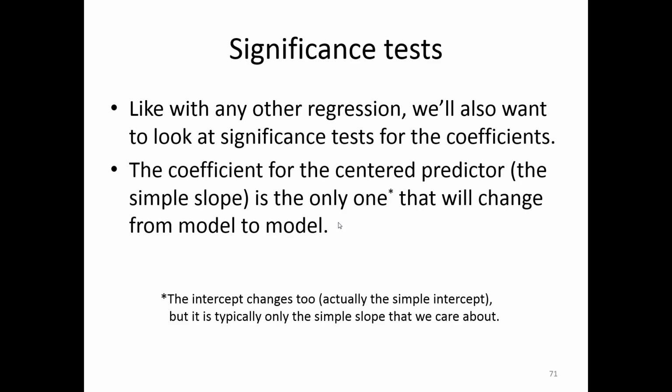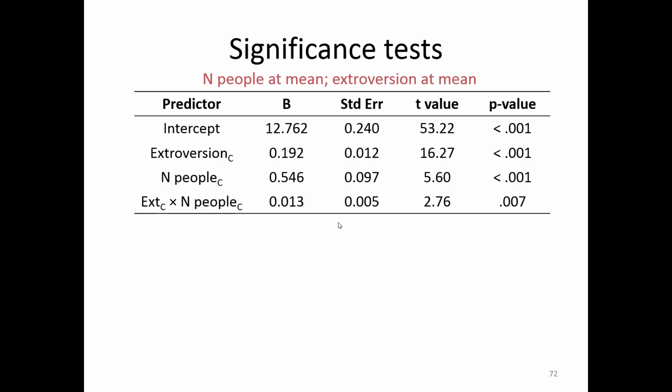If you're used to thinking about correlations and you're just moving to regression, that simple slope is basically analogous to our correlation coefficient, or the closest thing in a regression model. So that's typically what we're more interested in, the relationship between the proximal predictor and the outcome variable.